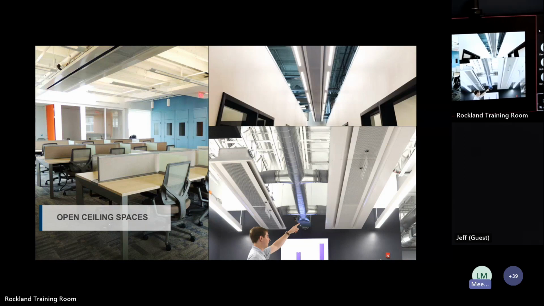And then here are open ceiling space installations. So here you can see on the bottom right and the left photo that it's got a, yep.